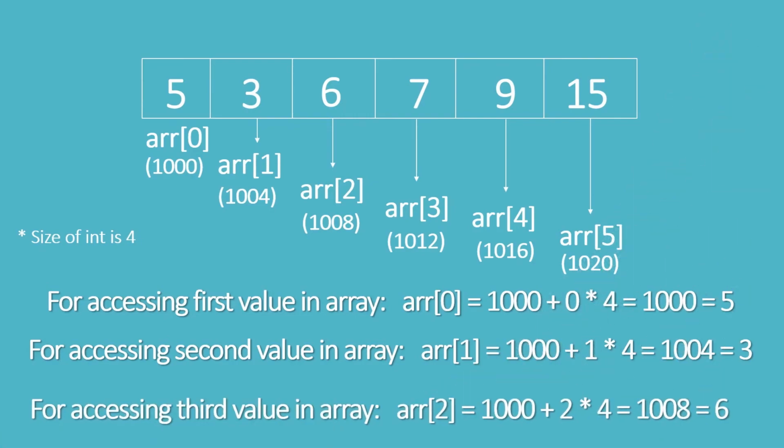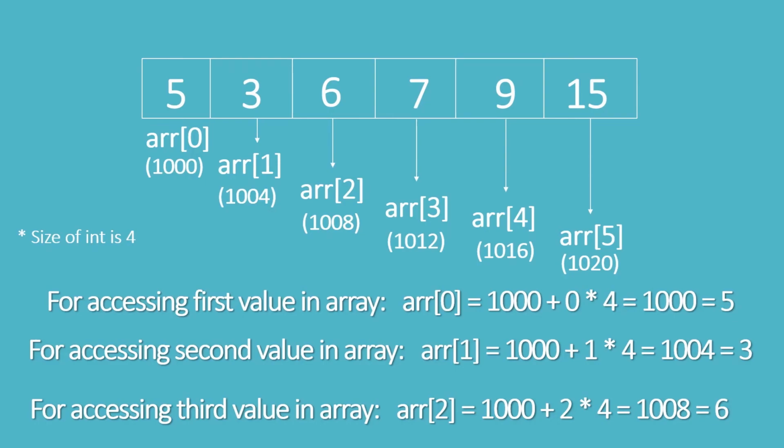For the third value it is the same as the previous one: 1000 plus the index 2 multiplied by 4, so 1008. So for the third element, the value at 1008 is 6, and this is how our compiler will be getting the values from our memory addresses. So this is why the array always starts from 0.